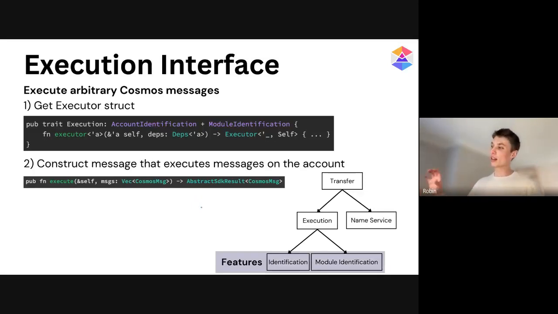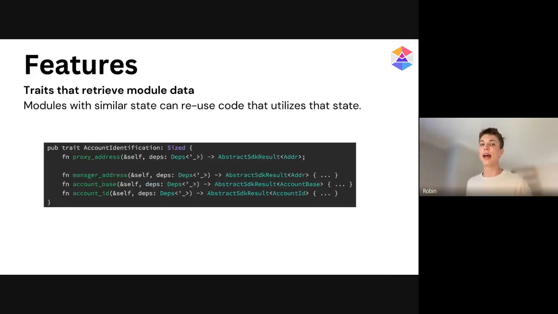And the basic features that aren't super traits are what we call features. So they are also traits, and they are traits that retrieve some module information. And the idea is that, again, if you have a smart contract that has similar state to another smart contract, then why not create traits to retrieve that information and then build on top of those traits, so that every smart contract that has this data available can use these traits to perform the same actions. And this is one of the examples.